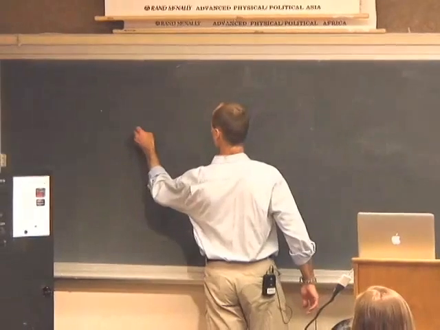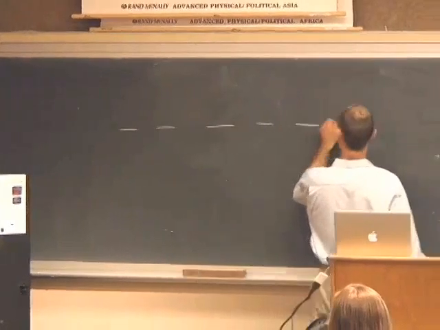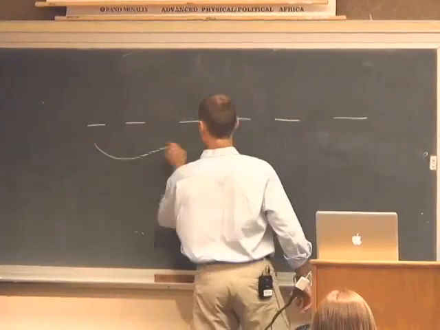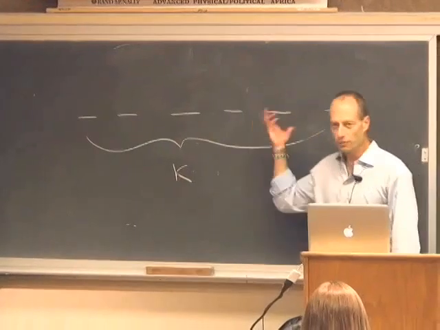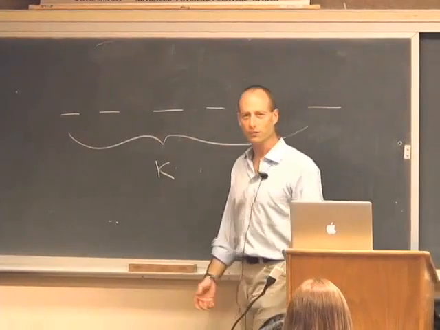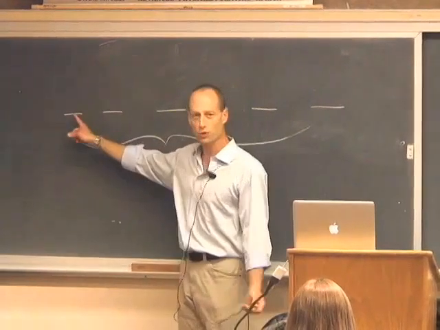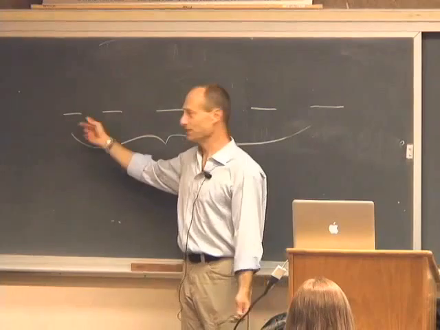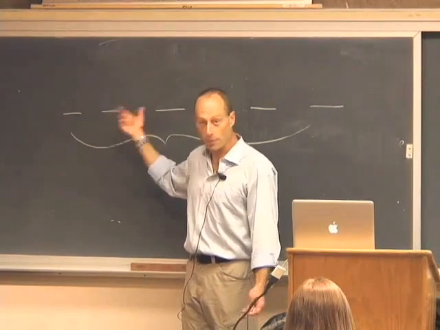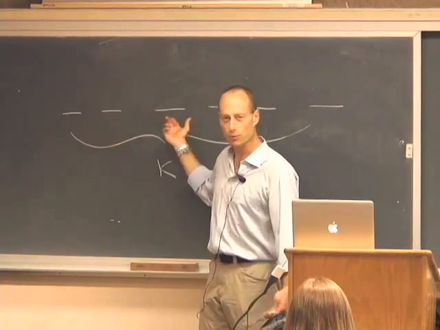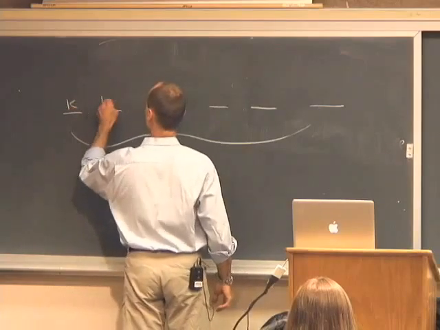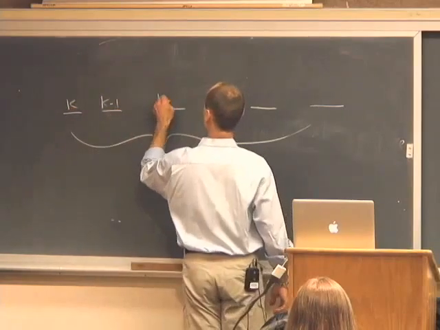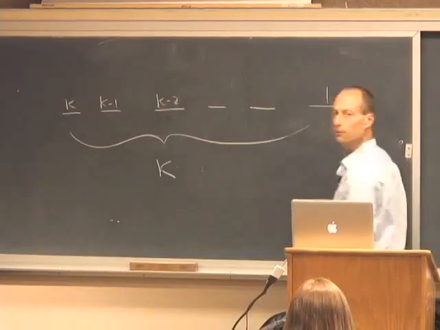Okay, so we have k things. K places. How many orders can we put these things in? Well, we get to pick which one goes first. And having done that, we get to pick which one goes second from the remaining ones. And having done that, we get to pick which one goes third from the remaining ones. There's k choices for what's first, k minus 1 for what's second, k minus 2 for what's third, et cetera, on down to 1, right?